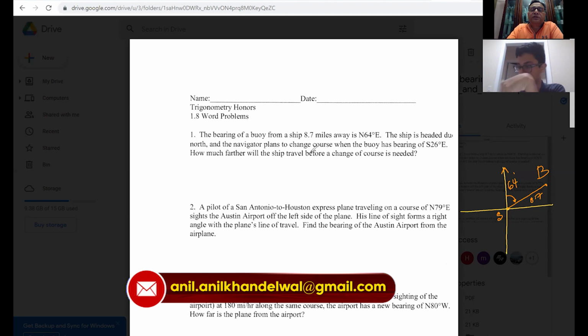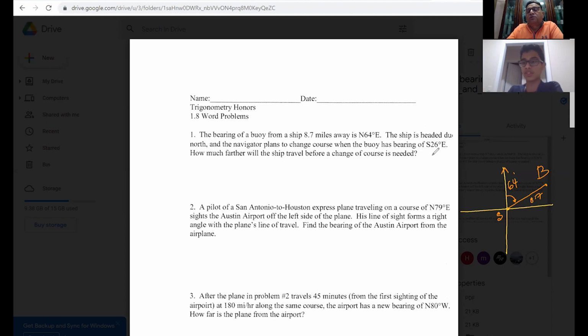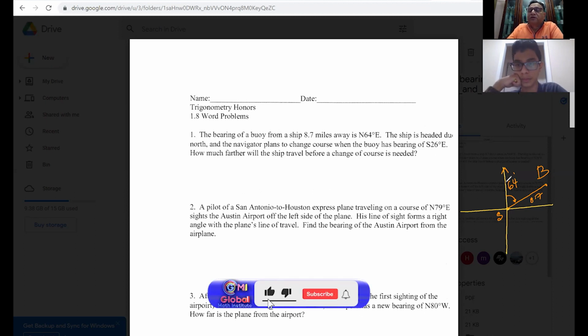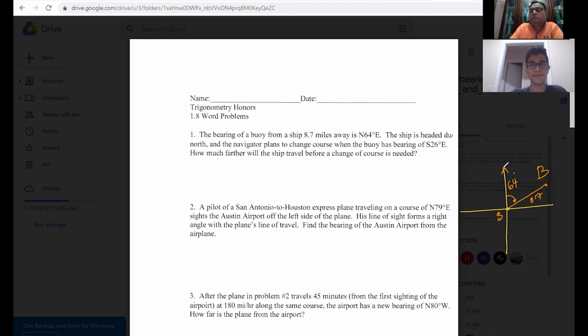And the navigator plans to change course when the buoy has a bearing of south 26 degrees east. So from south 26 degrees east, that angle is given to us as 26. Do you understand? How much further will the ship travel before a change of course is needed? So we have to find this distance. Let's say this distance is A, right? A is what we need to find.